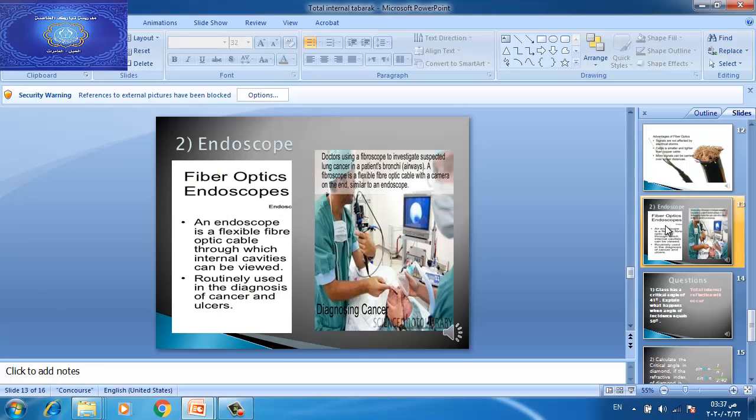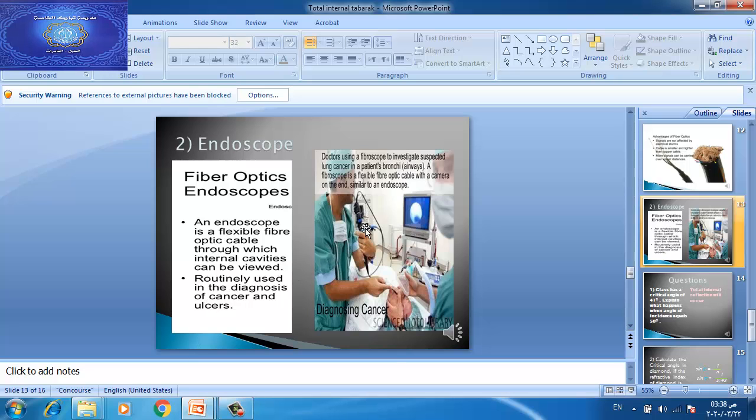The second application of total internal reflection is the endoscope. An endoscope is a device used by doctors to see inside the body. This device can be used to diagnose cancer. An endoscope is a flexible fiber optic cable through which internal cavities can be viewed. It is routinely used to diagnose cancer.